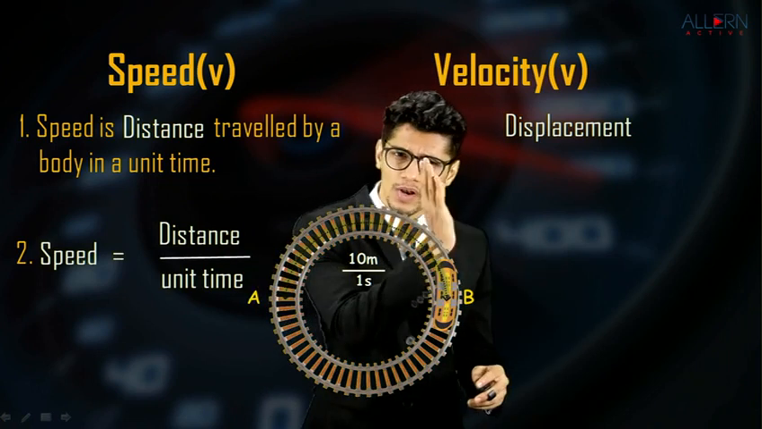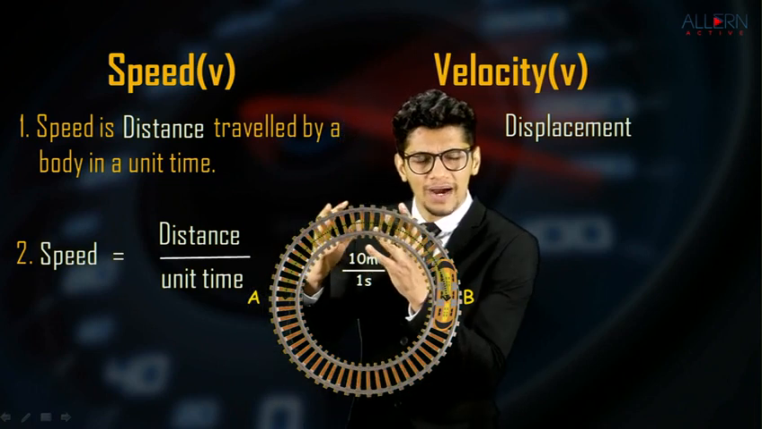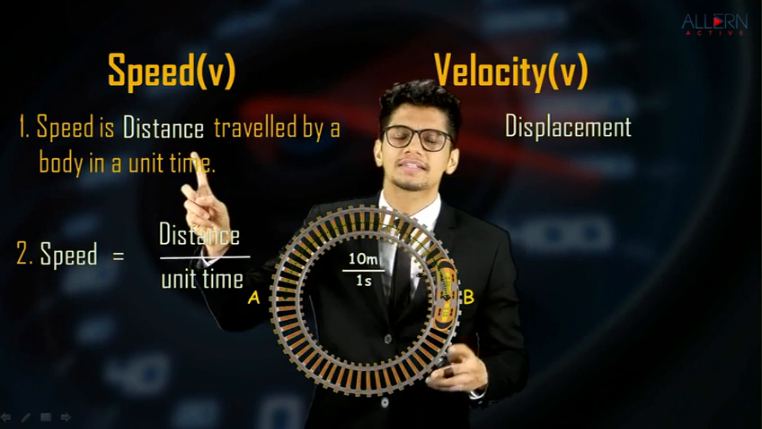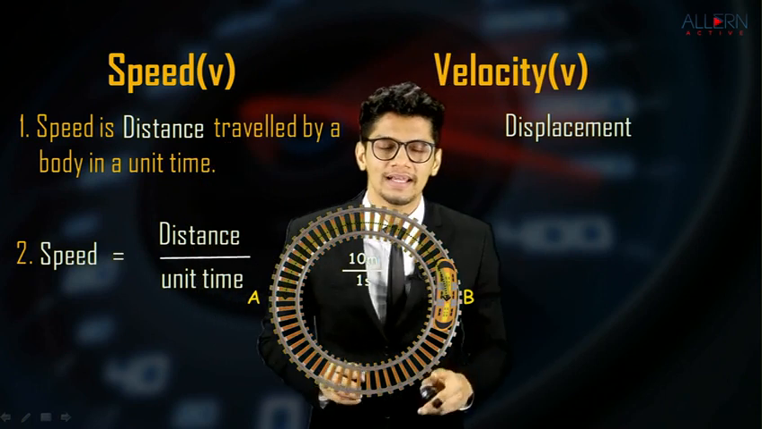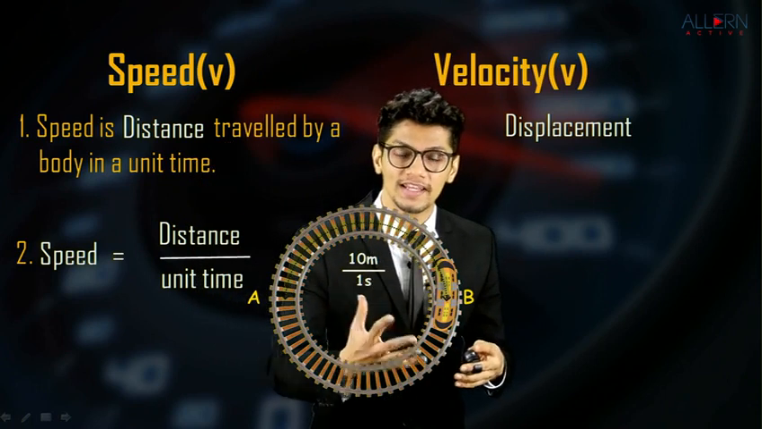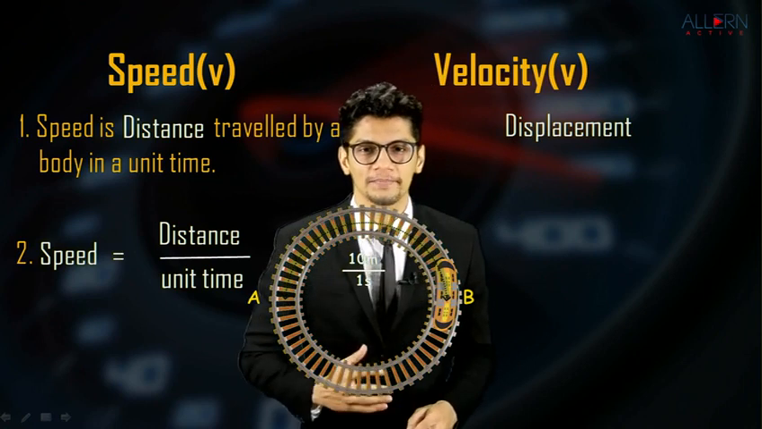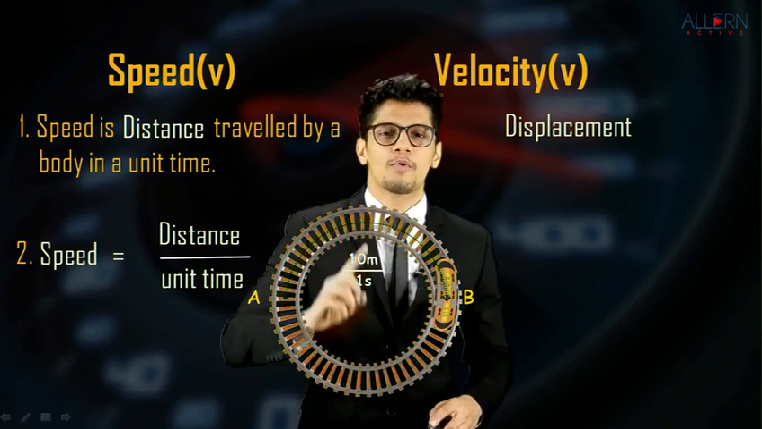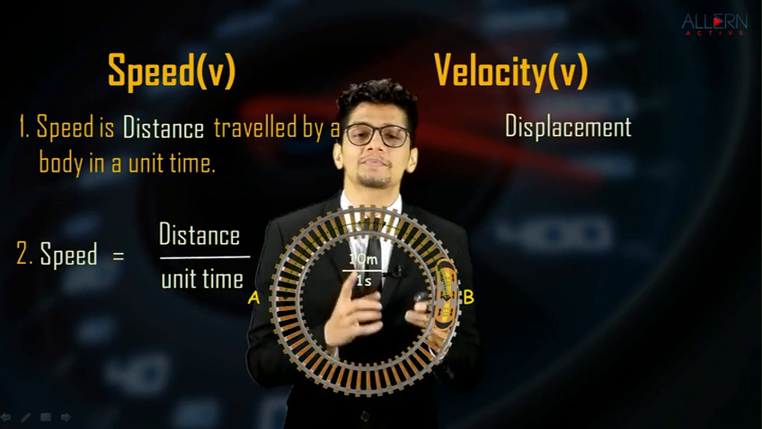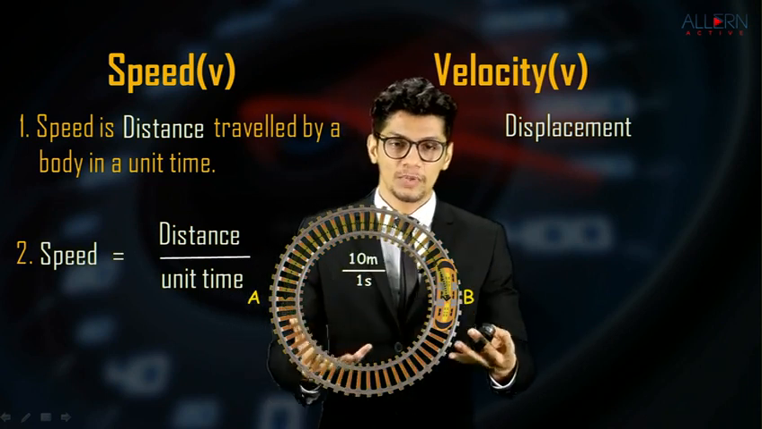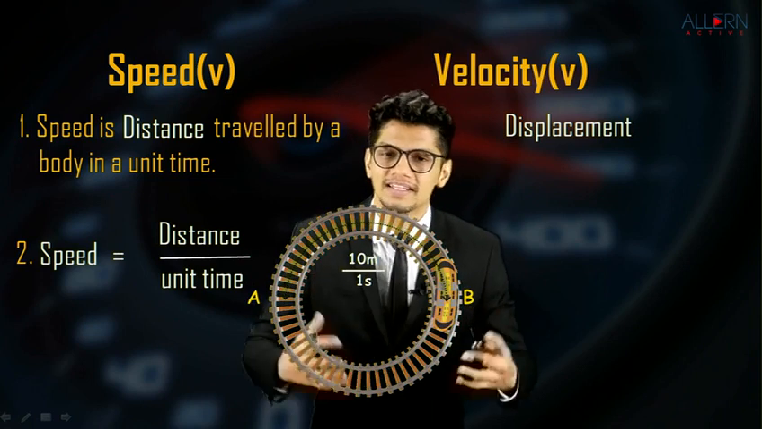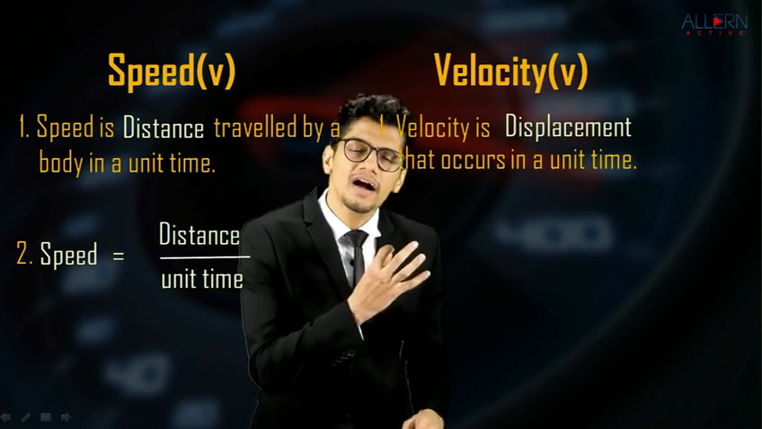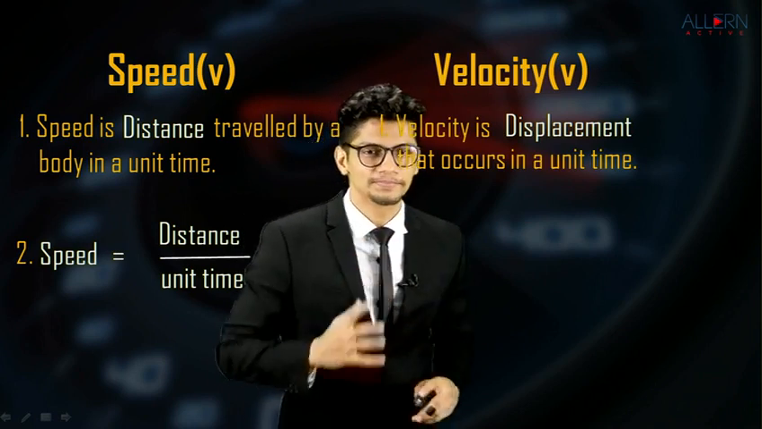Now let's talk about velocity. In the earlier part of this discussion, we also understood that speed is related to distance and velocity is related to displacement. That means in the definition of velocity, we should have the word displacement. Speed is the distance traveled by a body. Here we should write the displacement that occurs, because displacement is not traveled, it just automatically occurs. So velocity is the displacement that occurs in a unit time.